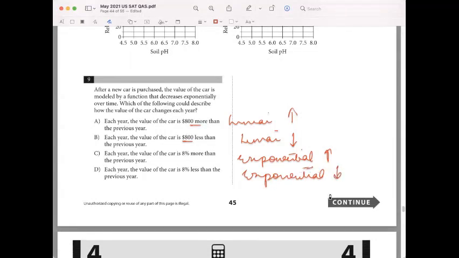Okay, so we needed to look at exponential decrease. So the answer is option D.